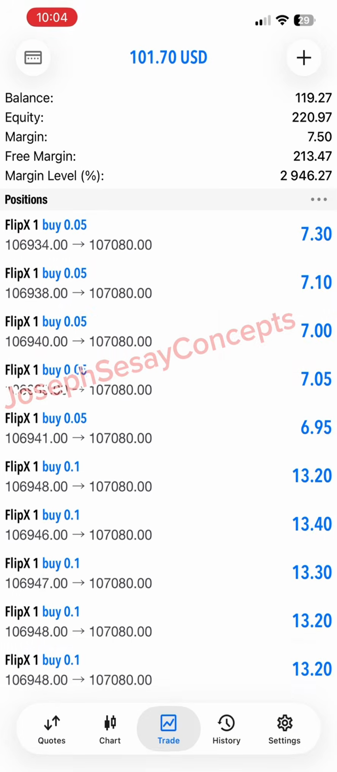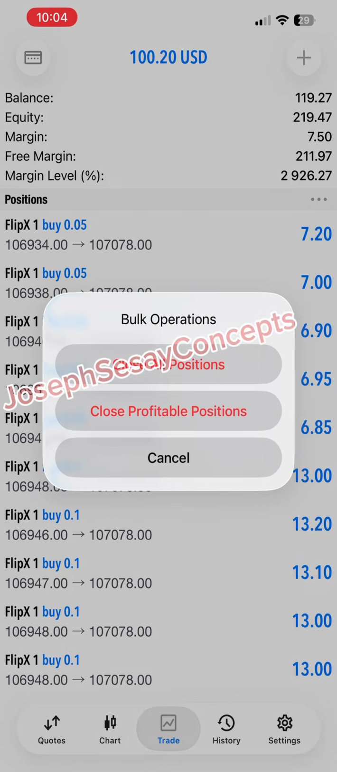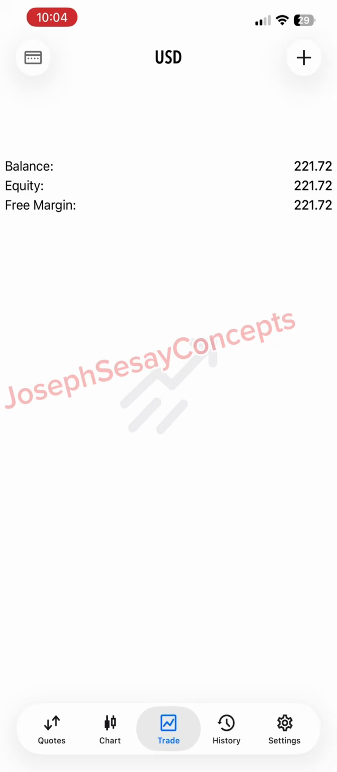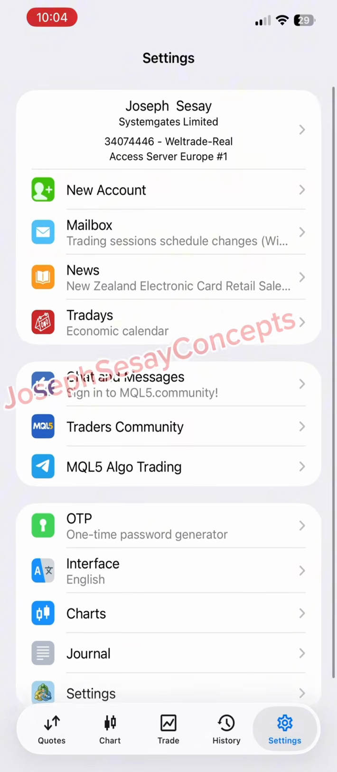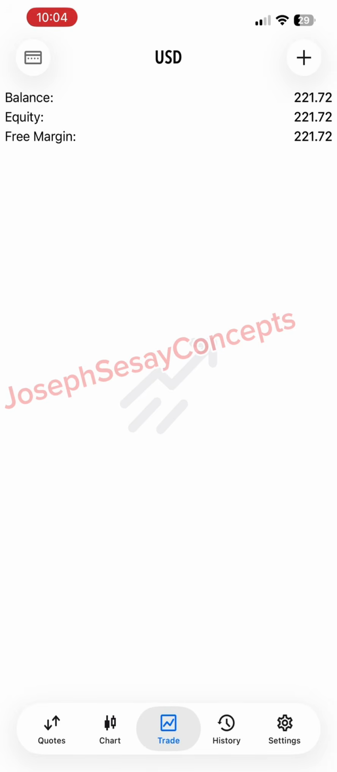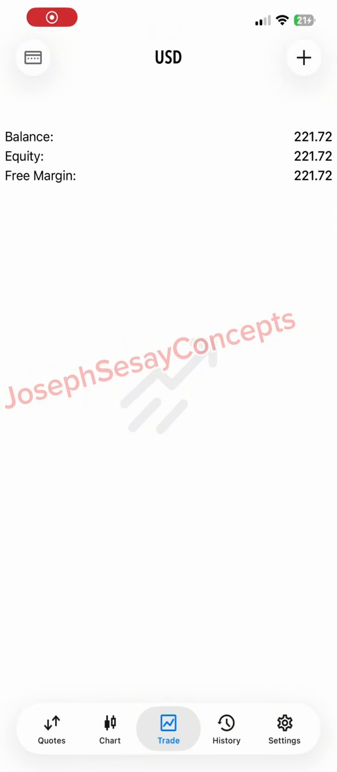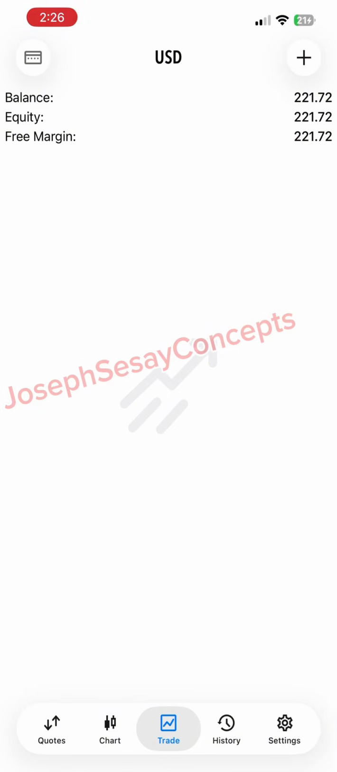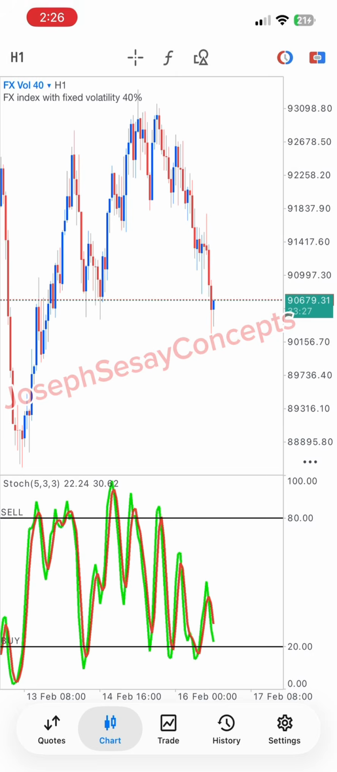Okay, so what we are going to do is we close all our trades, and we look for another opportunity to take our $100 to $500 as mentioned in this video. Just trust the process. This account is real, so let's look for another opportunity. So guys, our current balance is $221. This is a real account. Okay, so let's look for another opportunity again.